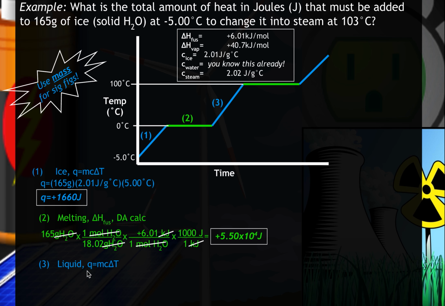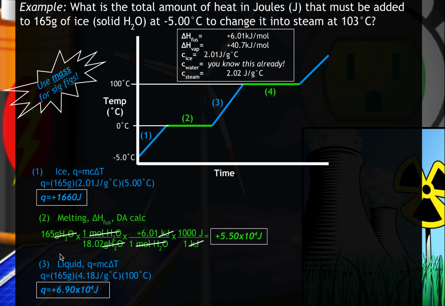Now I go on to the third part of the graph, right here, where I'm taking the liquid water to the final temperature here of 100 degrees. There's my weight of water. Now I have to grab the specific heat of water, which you already know is 4.18 joules per gram per degree Celsius. And the delta T here is we're going from 0 to 100. So that's going to be 100 degrees Celsius, which will give me a figure, the amount of heat that it's needed to change this water's temperature from 0 to 100 is 6.90 times 10 to the 4 joules.